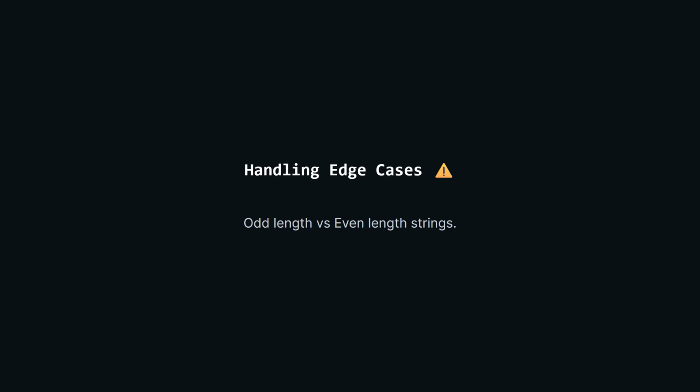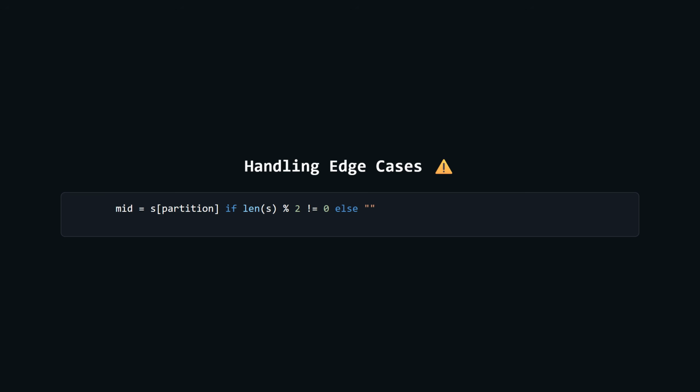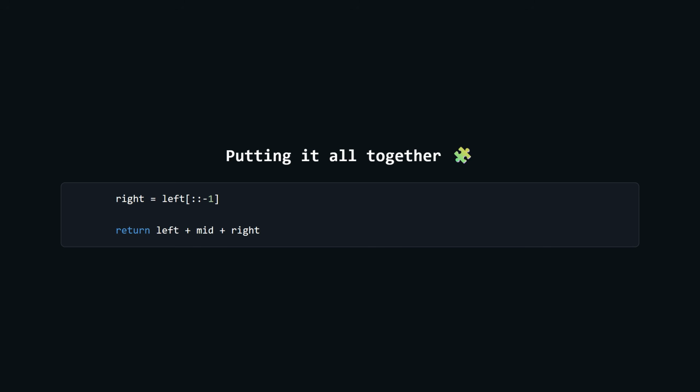We still have to handle our edge case, whether the original string length was odd or even. Just like before, if it's odd, we grab the single character sitting right at the middle index. If it's even, the middle is just empty. This guarantees we don't duplicate a middle character by accident. Finally, we reverse our newly constructed left side to make the right side and glue all 3 pieces together. We get our result without ever running a slow sort algorithm.